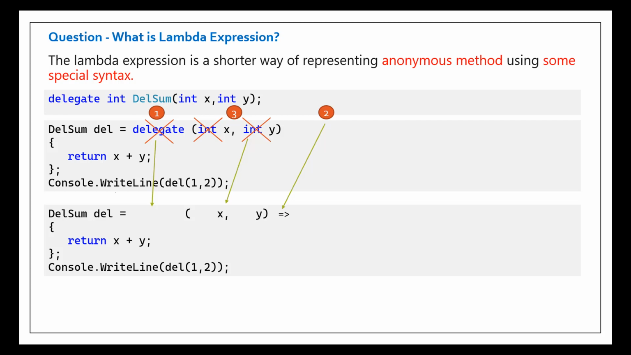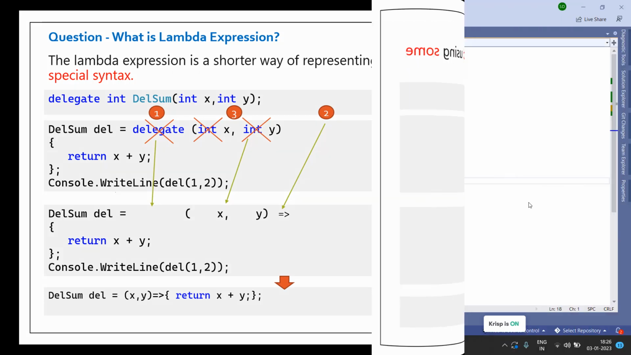The below block, del sum del equal to (x, y) within brackets, then the lambda operator, and then we can write the body inside it, and we are returning x plus y. This is just a representation of lambda expression derived from one anonymous method. In short, we can represent this by the following block of code. Del sum del equal to, then we are passing those two parameters x and y, and we are getting the result in return x plus y.